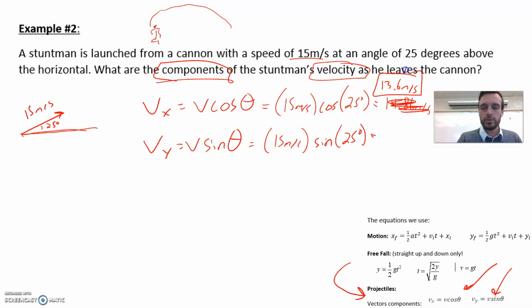So that's what you get if you plug it into a calculator that's actually in the correct mode, which is degree mode. Then we do 15 sine of 25. That's going to be 6.34 meters per second.